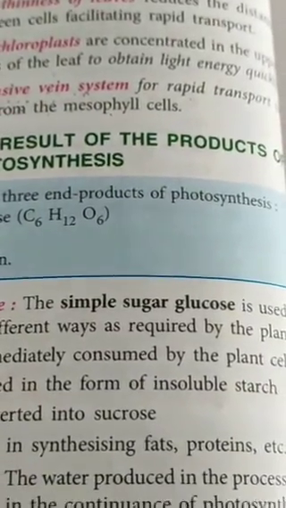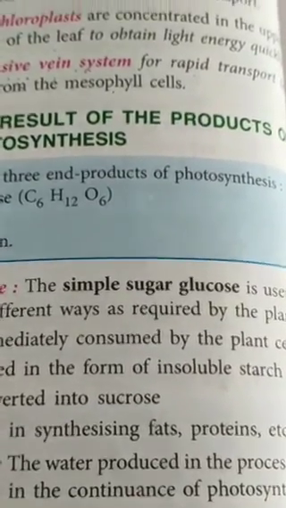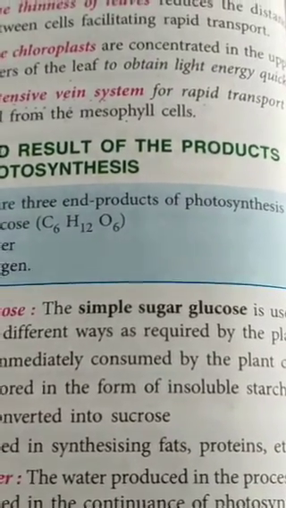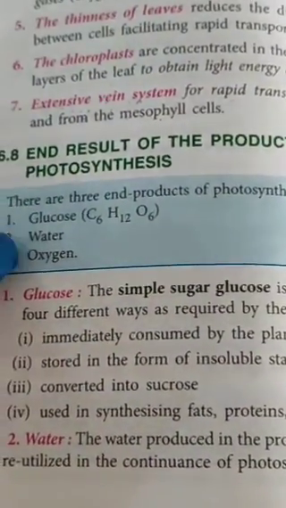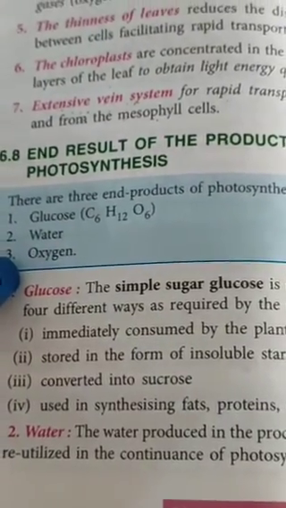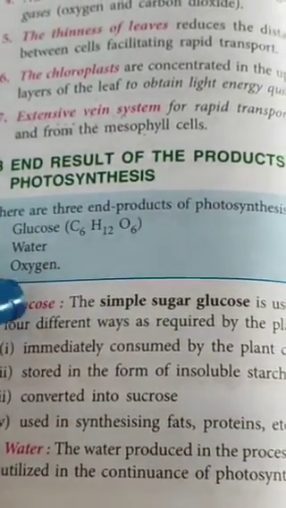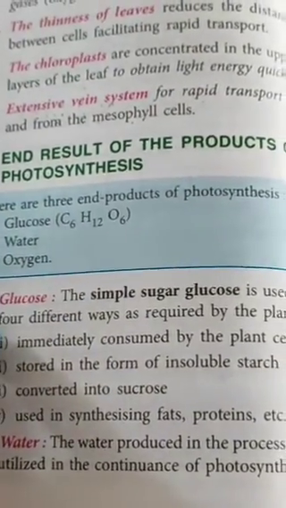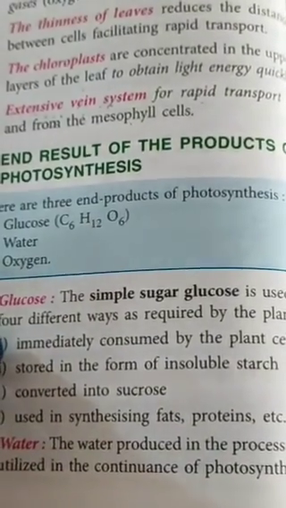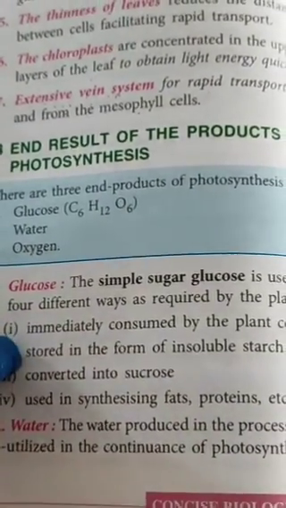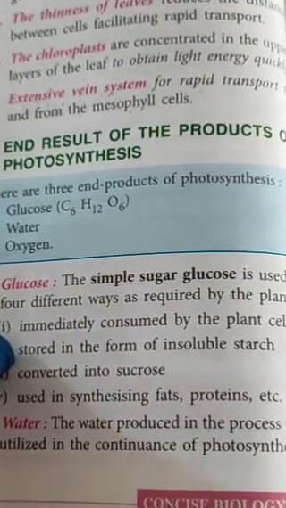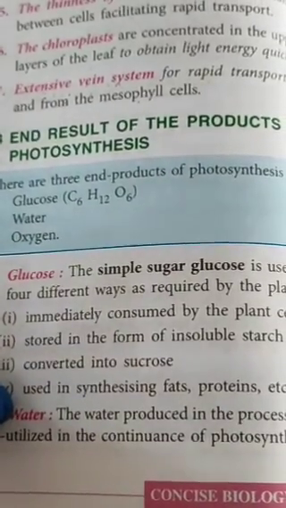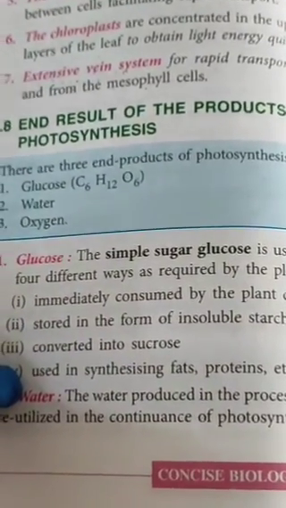Hello students. So in today's bio class, we have covered these topics. First is the end result or product of photosynthesis. There are 3 products produced at the end of photosynthesis, out of which first is glucose. The simple sugar glucose is utilized by plants in 4 different ways. Number 1, it is immediately consumed by the plant cell. Second, it will be stored in the form of starch, which is insoluble form. Then it is converted into sucrose. Then last, it can be utilized in the formation of fats and proteins.